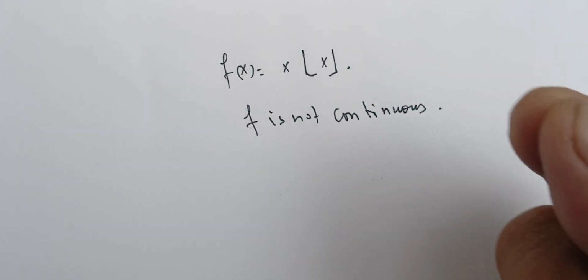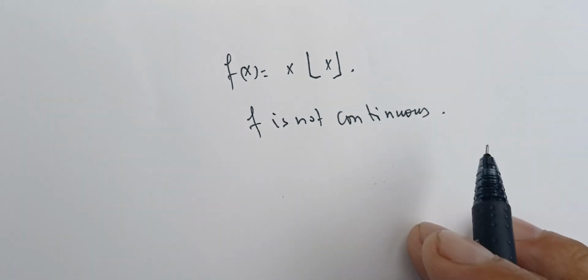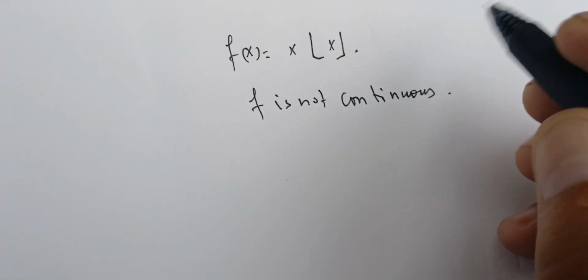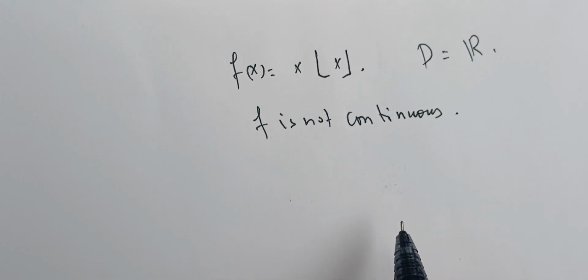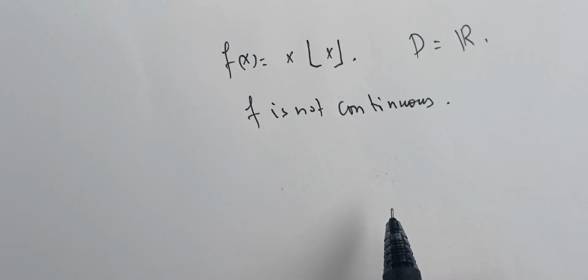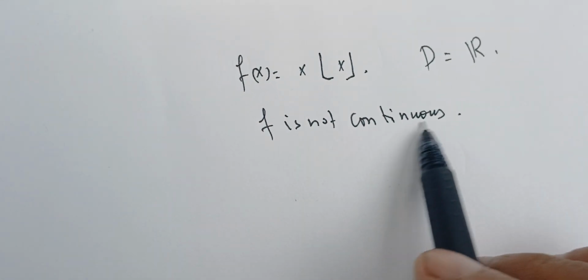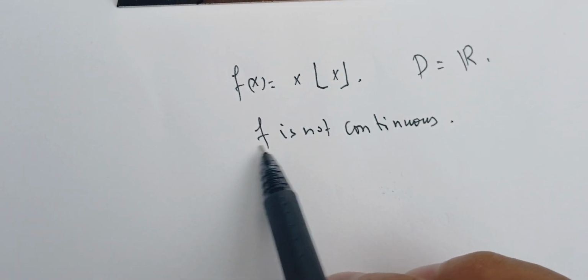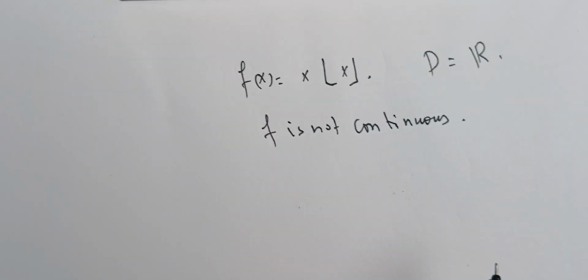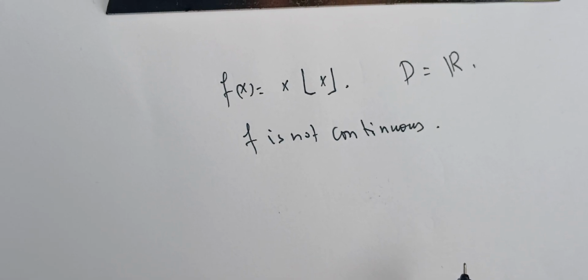We can find one point to prove that f is not continuous. So here the domain of this function is R, the set of real numbers. Okay? So if we can find a point where f is not continuous, then f is not continuous on the whole set.